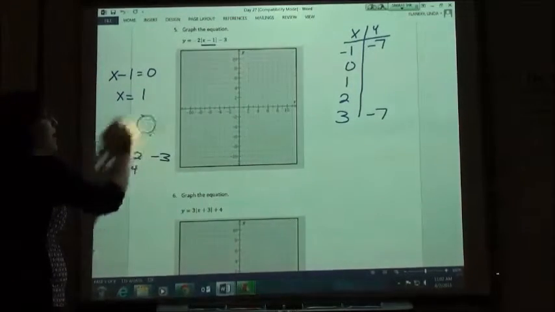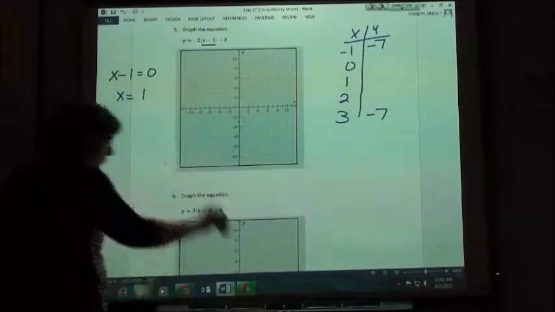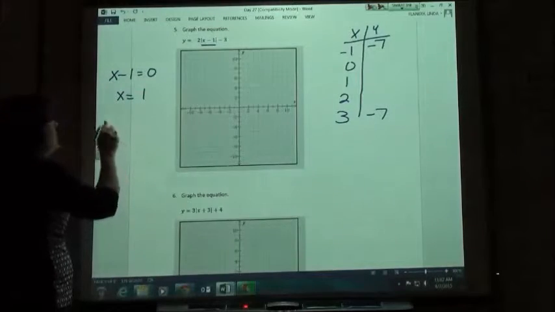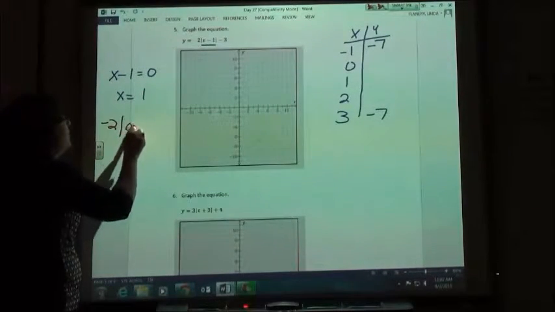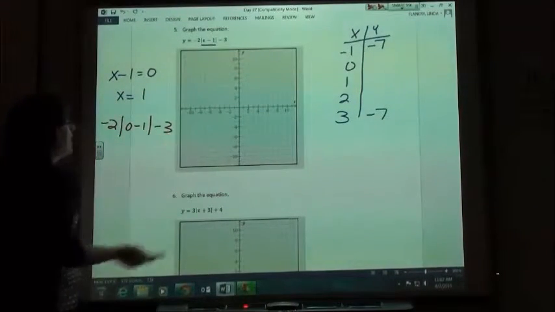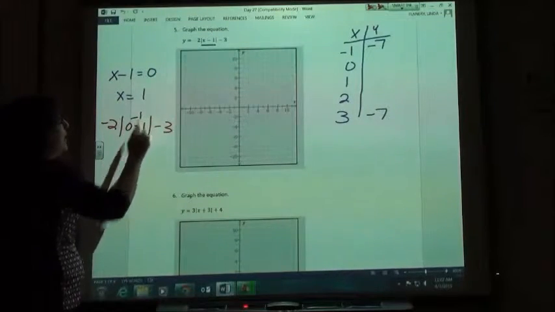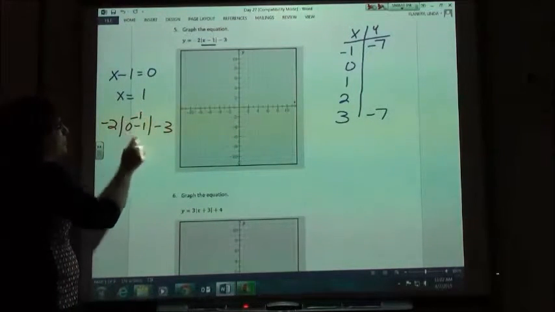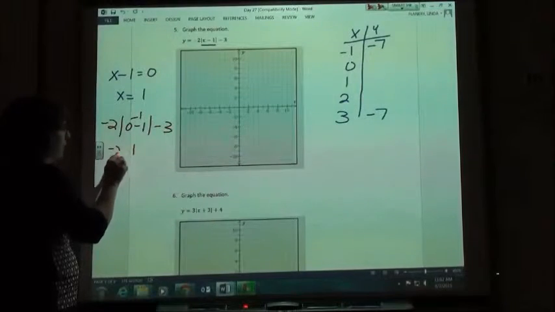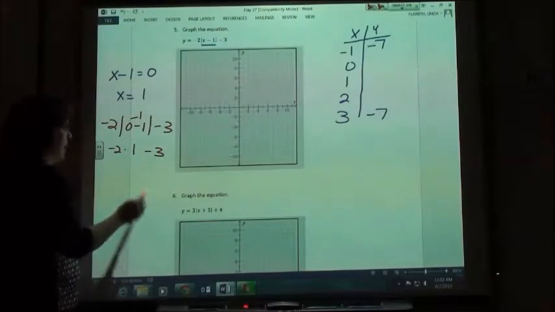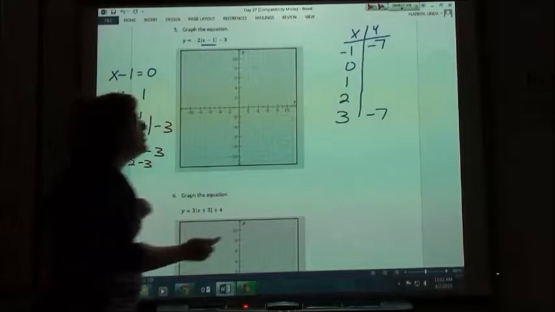So now I'm going to go ahead and do the 0. So, negative 2 times the absolute value of 0 minus 1, minus 3. 0 minus 1 is negative 1, but it's in the absolute value, so it becomes positive. So negative 2 times 1, minus 3. Negative 2 minus 3 should be negative 5.